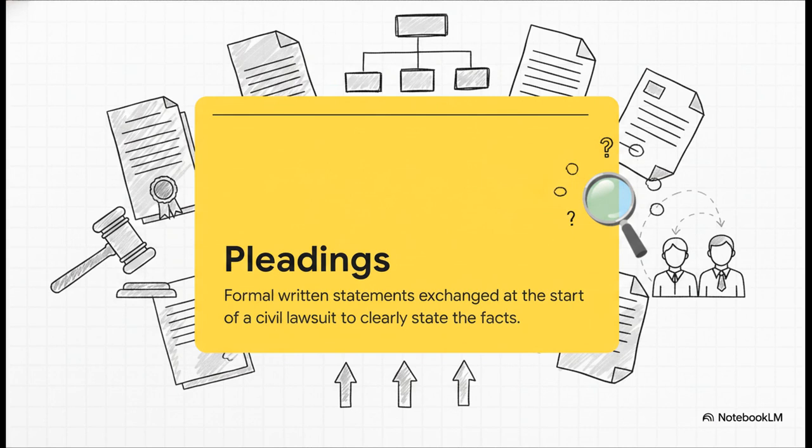Pleadings. These are the formal written statements that the two sides exchange right at the very start of a civil lawsuit. We're talking about things like a summons, the particulars of claim, or a defendant's plea. Their one major job, to clearly state the facts of the dispute. They make absolutely sure that both sides, and crucially, the judge, know exactly what the fight is actually about. Honestly, without pleadings, court would just be total chaos.